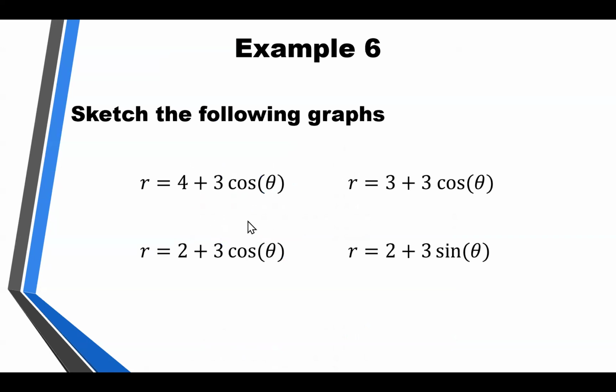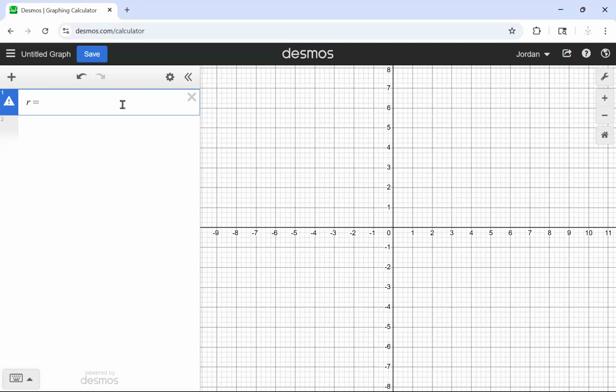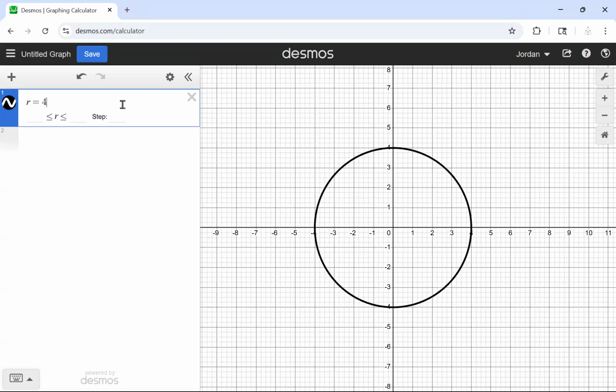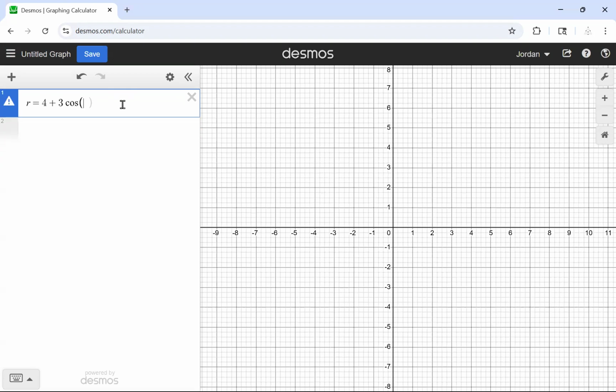Let's look at some other well-known polar graphs. So in this case, we have 4 graphs that are a number plus some number times cosine theta. In this first one, you can see 4 is bigger than 3. In the second one, we have the two numbers equaling. In the third one, the coefficient of cosine is bigger than the constant. And then we'll use sine as well when we go through that. So let's graph these using technology. Once again, I'll use Desmos, but you can also use your calculator. So r is equal to 4 plus 3 times cosine of theta.